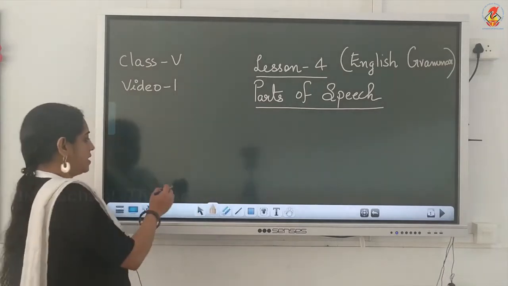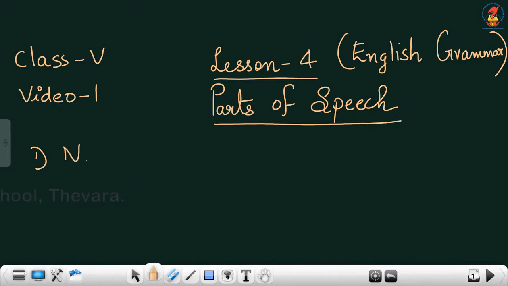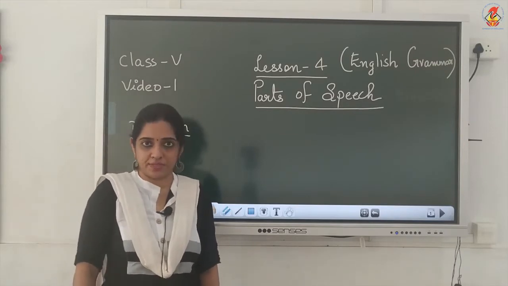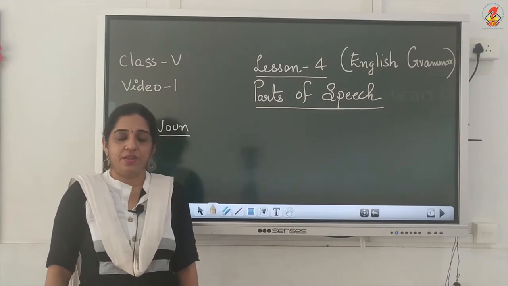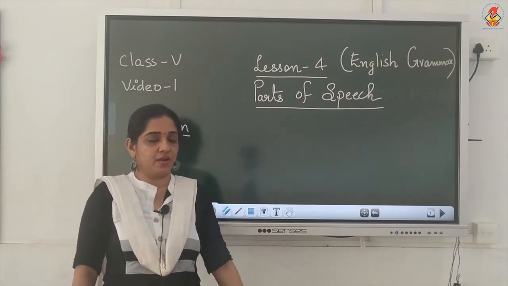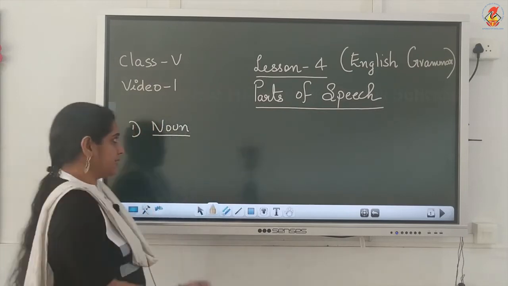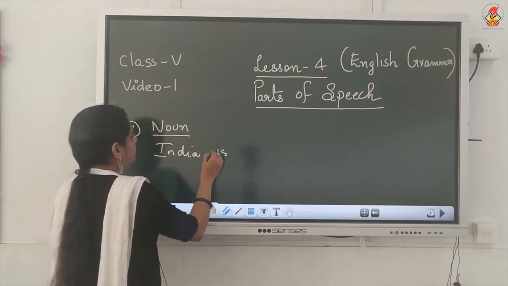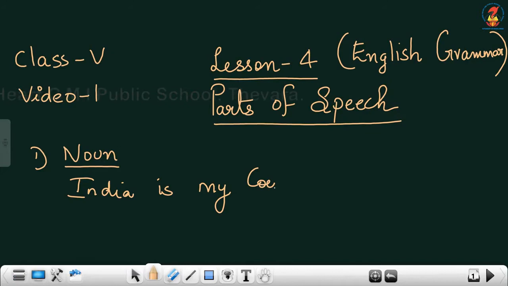First one is noun. What is a noun? You already studied in your smaller classes, isn't it? Noun is a name of a person. Noun is a name of a thing. Noun is a name of an animal. All these are called nouns. See one example. Suppose I am writing, India is my country. What is the noun here? You can easily identify India as a noun.